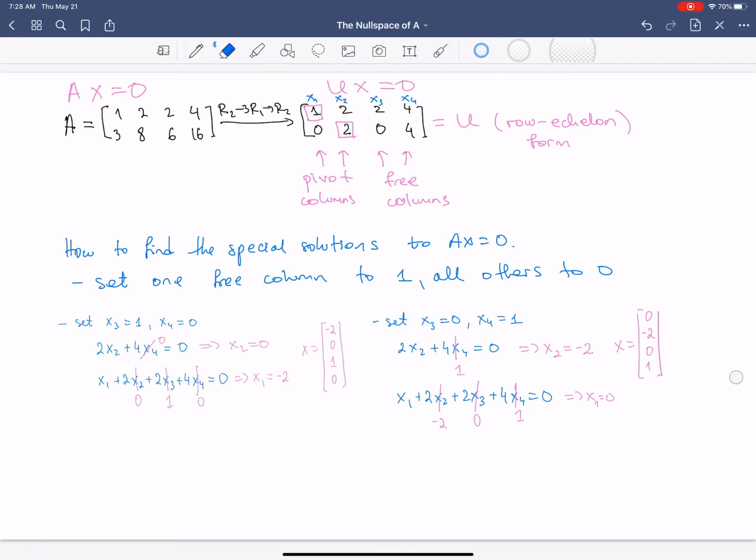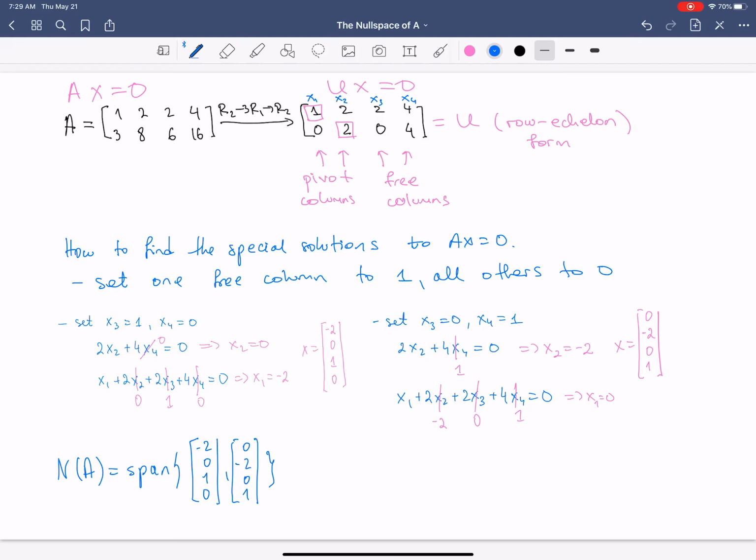So you see, we find these special solutions, and they now allow us to describe the null space completely. The null space of A, which is the same as the null space of U, is the span, which means all linear combinations of the set of these two special solutions, negative 2, 0, 1, 0, and 0, negative 2, 0, 1. So what this says is that I could take literally any linear combination of these two vectors and check that they solve Ax equals 0.